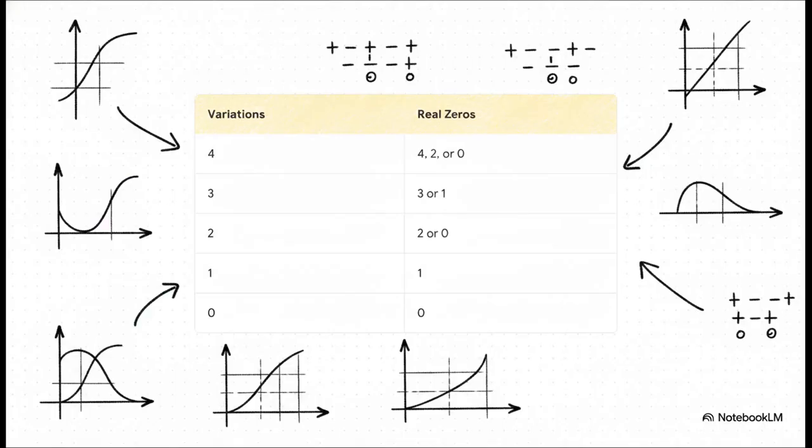So how do we actually interpret those sign changes? Well, if you have 4 sign variations, you might have 4 positive real zeros, but you might also have 2 or even 0. Notice how the actual number of real zeros can be less than the sign variations, but it always steps down by an even integer. It's a super fast, powerful way to narrow down our profile before we even start the interrogations.